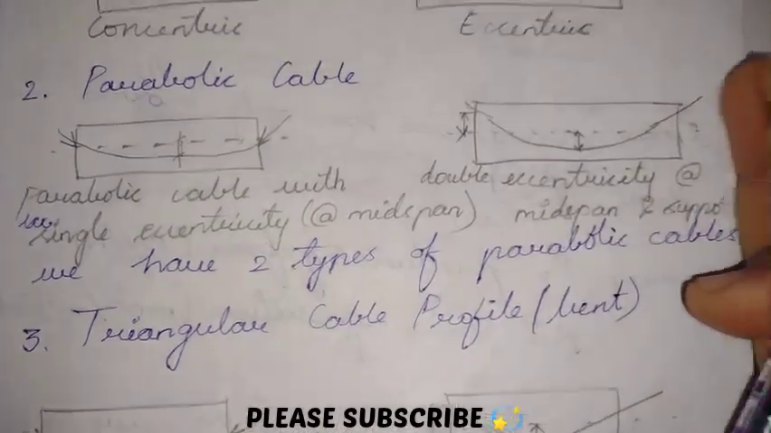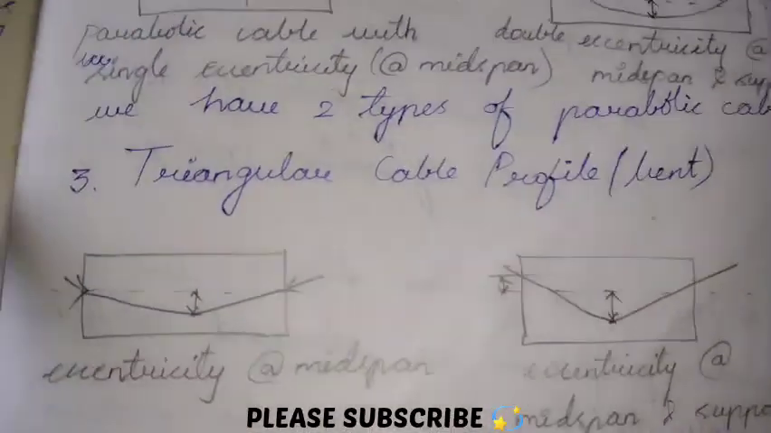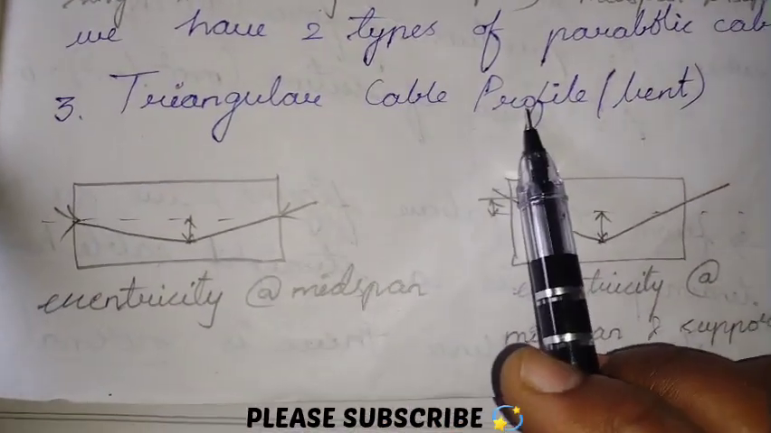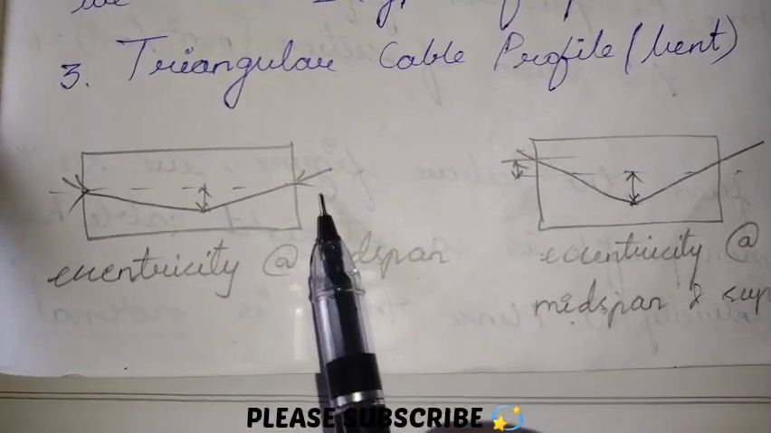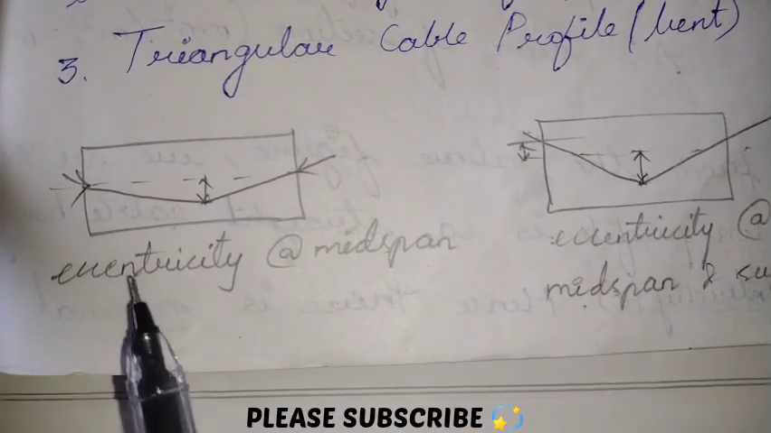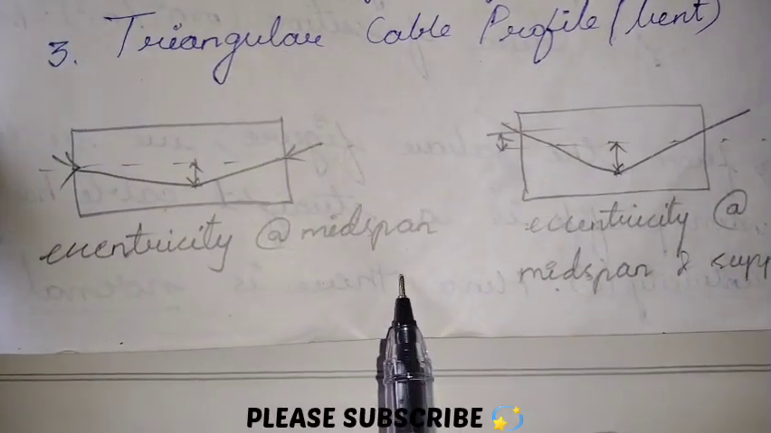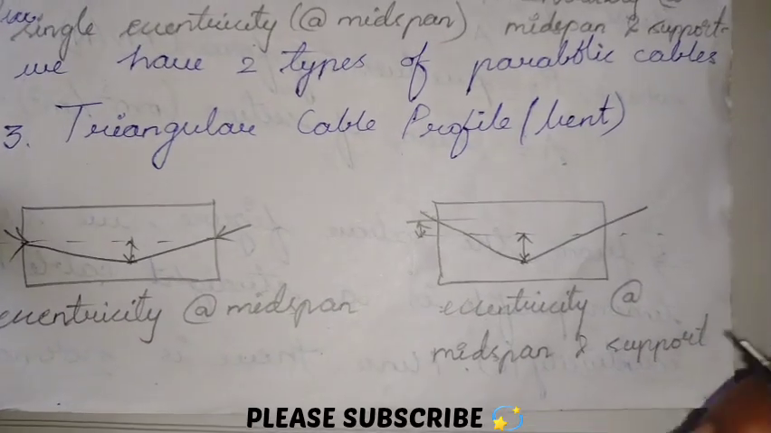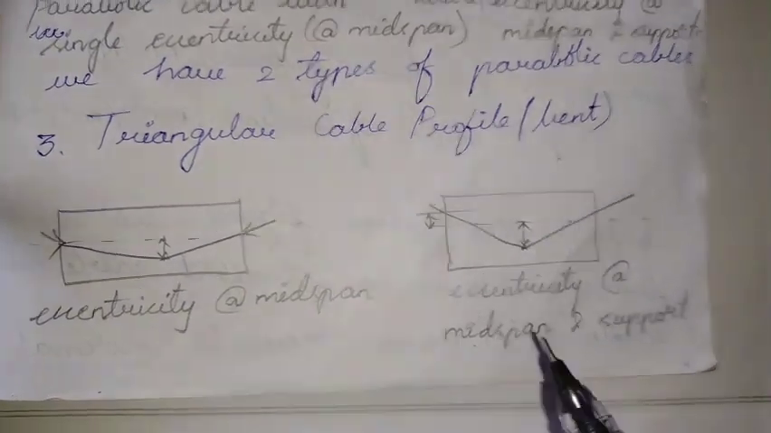Next, let us see the cable profile in a triangular shape. In this we have a triangular cable, which we can also call a bent cable, with eccentricity at mid span. Here we have single eccentricity and double eccentricity.